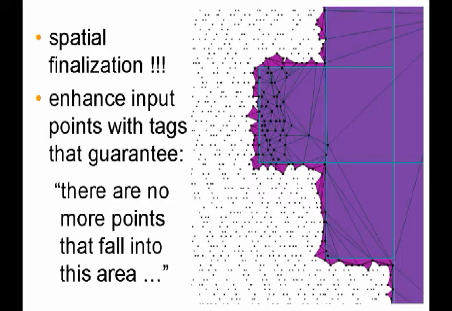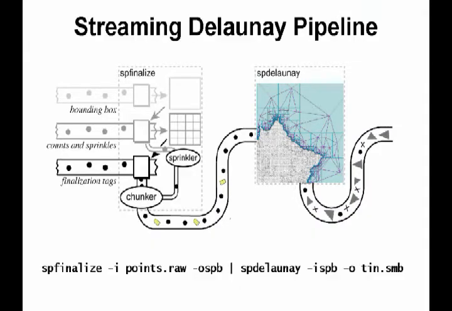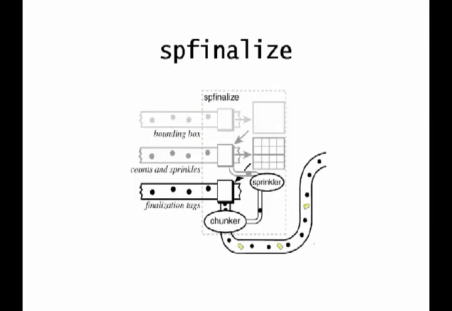Our spatial finalization tags guarantee us that no future point will fall into these red circumcircles. The corresponding triangles can therefore safely be output. Only those triangles whose circumcircles intersect unfinalized space need to be kept in memory. Our pipeline consists of two simultaneously running processes. The finalizer adds spatial finalization tags to the input points and pipes the result to the triangulator.